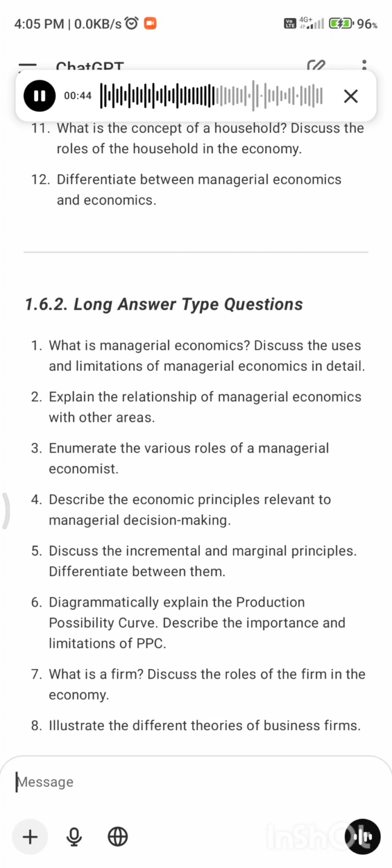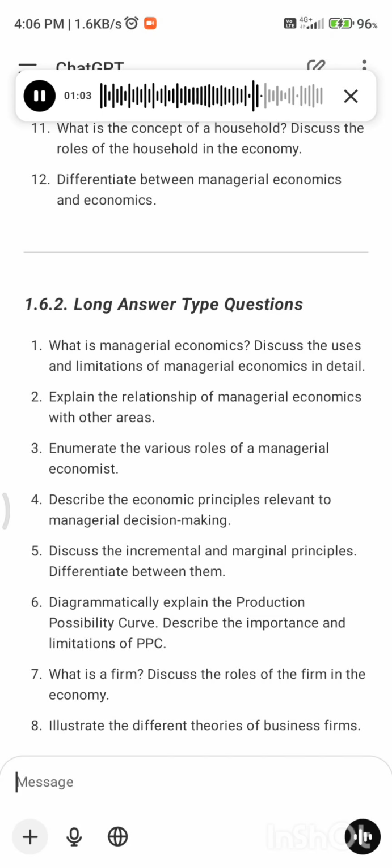1.6.2. Long answer type questions. 1. What is managerial economics? Discuss the uses and limitations of managerial economics in detail. 2. Explain the relationship of managerial economics with other areas. 3. Enumerate the various roles of a managerial economist.